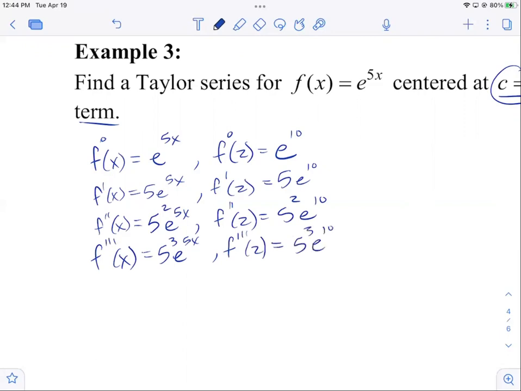The reason that we're not calling it 25 and 125 for the coefficient is we're trying to write the general term. And if you can look for patterns, especially patterns that are functions of the derivative number that you're on, you can write the nth term a lot easier. And for what it's worth, the fourth derivative is going to be times another chain rule, times another 5. So that's 5 to the 4th e to the 5x. And the fourth derivative at 2 is going to be 5 to the 4th e to the 10th.